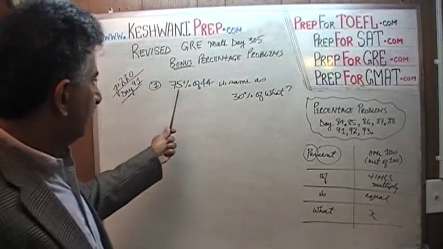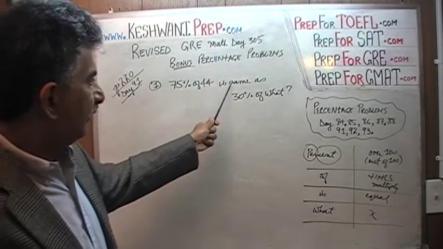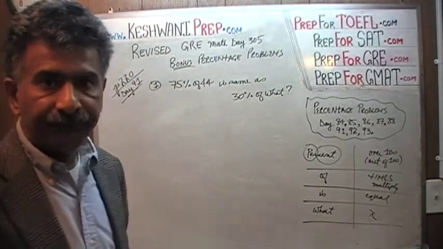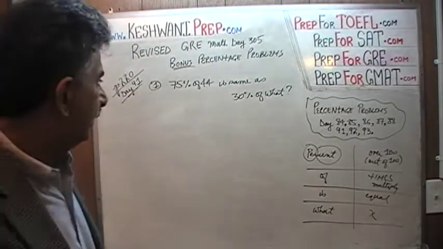So here's the first one. It says 75% of 44 is same as 30% of what? We're going to use our percentage dictionary here to translate every single word for word.